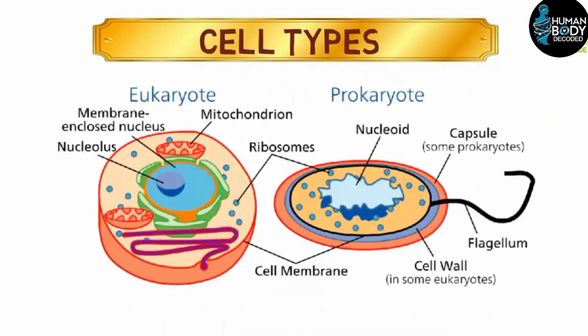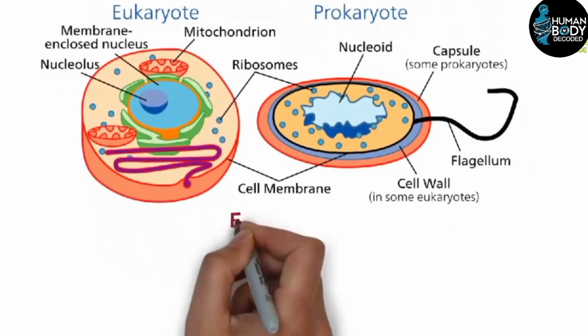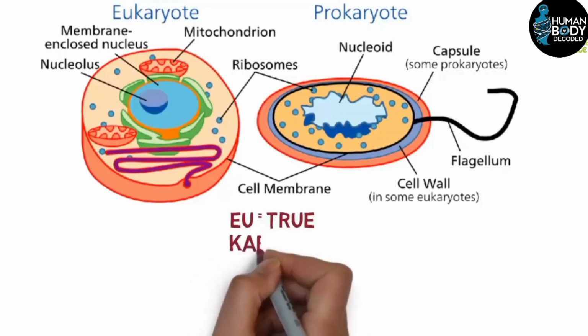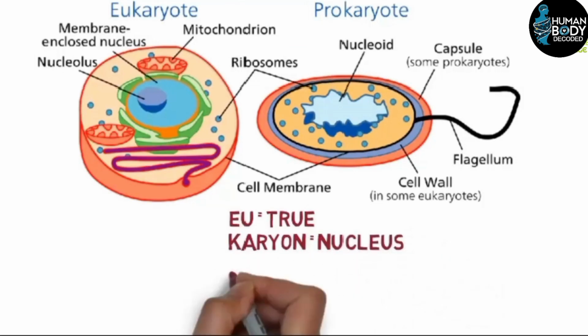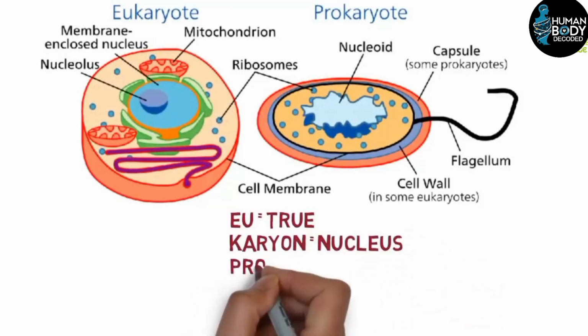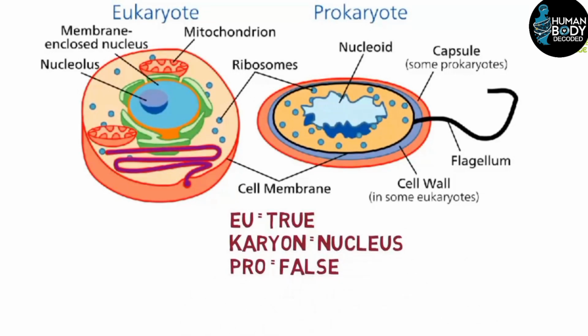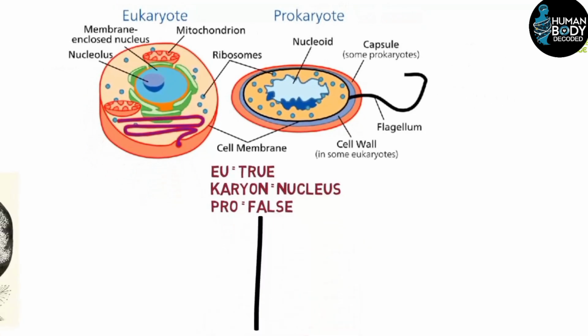Now, let's discuss the types of cells. There are two main types of cells, eukaryotic cells and prokaryotic cells. Eukaryotic is derived from two words. In eukaryotic cells, eu means true and karyon means nucleus. Prokaryotic is also composed of two words. In prokaryotic cells, pro means before or false. It is indicating a lack of a true nucleus. Let me tell you the difference between them one by one.